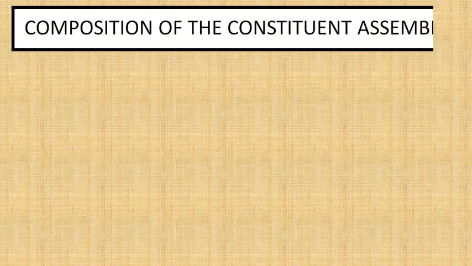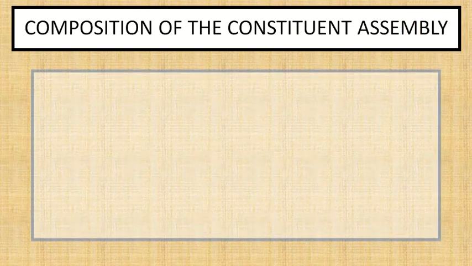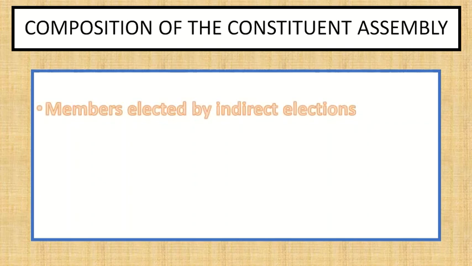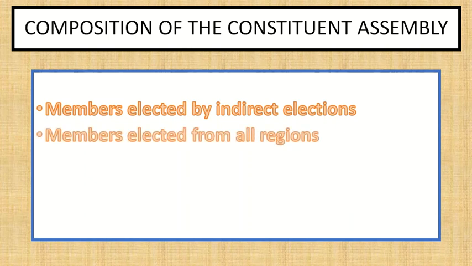The Constituent Assembly was elected by indirect election by the members of the provincial legislative assemblies that had been established under the Government of India Act 1935. Though the members were not elected by universal adult franchise, there was a serious attempt to make the assembly a representative body. There were members from all the regions of India.